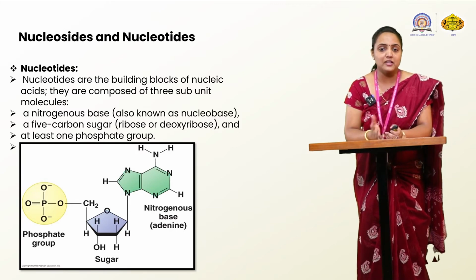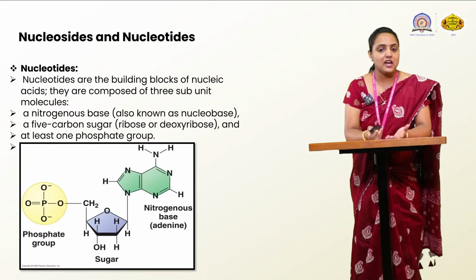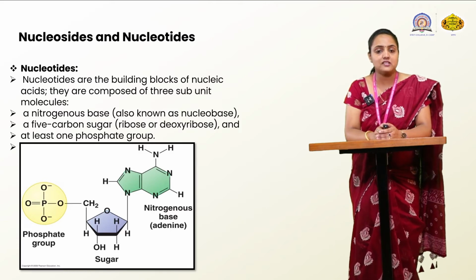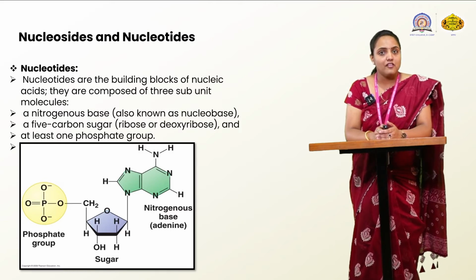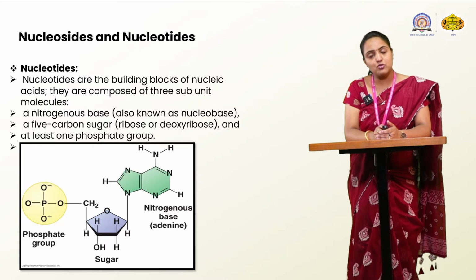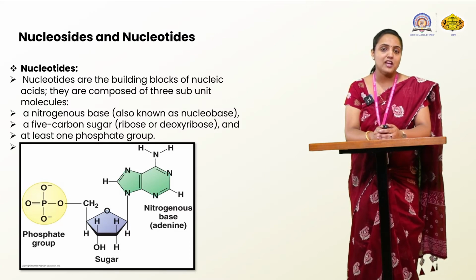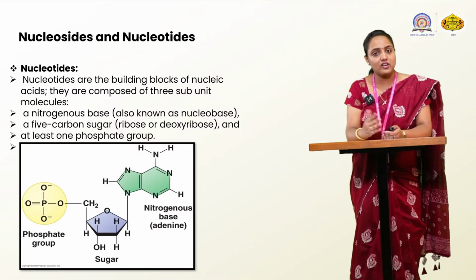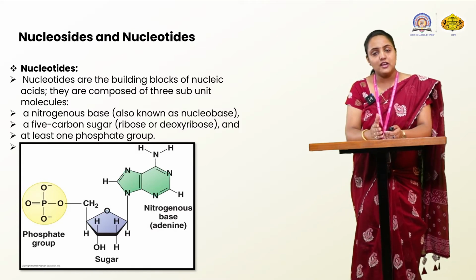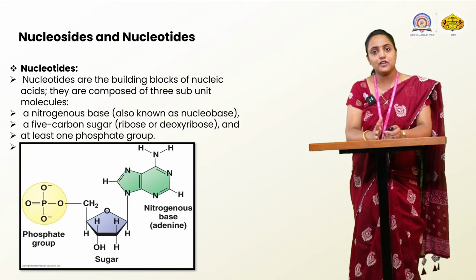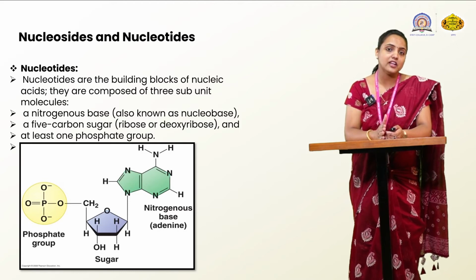Nucleotides are the building blocks of nucleic acids. They are composed of 3 subunits: the nitrogen base, a 5-carbon sugar that may be ribose or deoxyribose, and at least one phosphate group. If it is one, for example an adenine molecule joined with 1 phosphate group, it forms the component AMP.